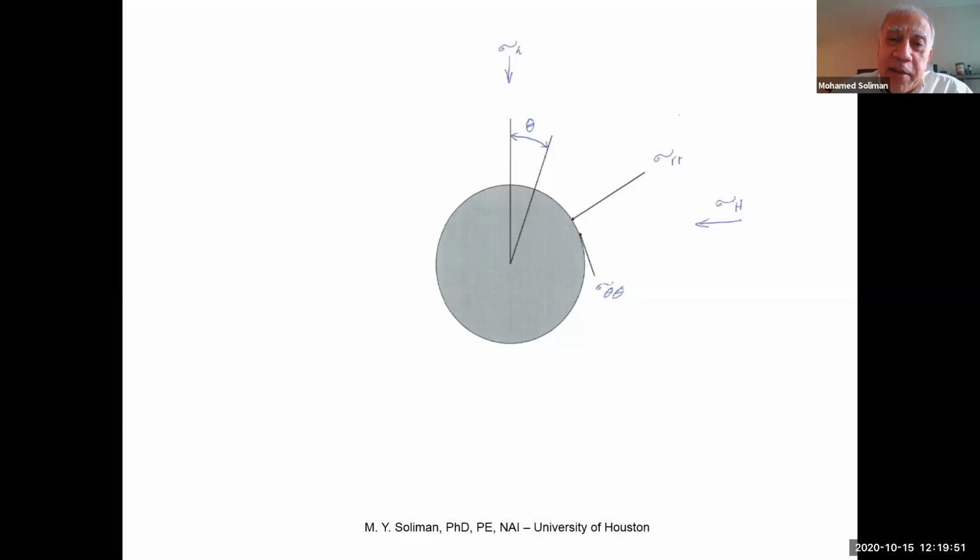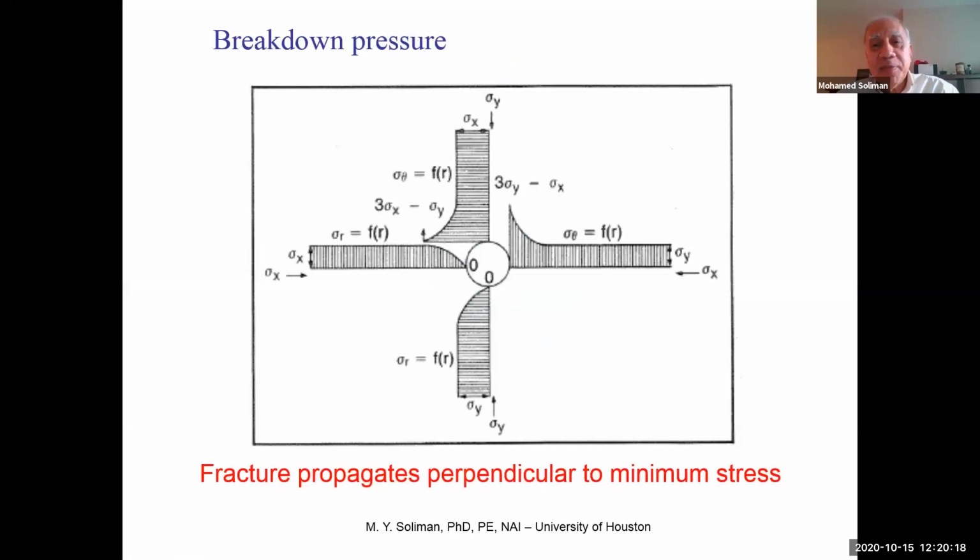It would break at this point where it has the smallest stress, because what I find out is that this would be the smallest stress here, and this is the highest tangential stress there. So the fracture is going to break here and propagate perpendicular to minimum stress, which is the way it should happen. I look at the breakdown pressure, and it looks something like that.